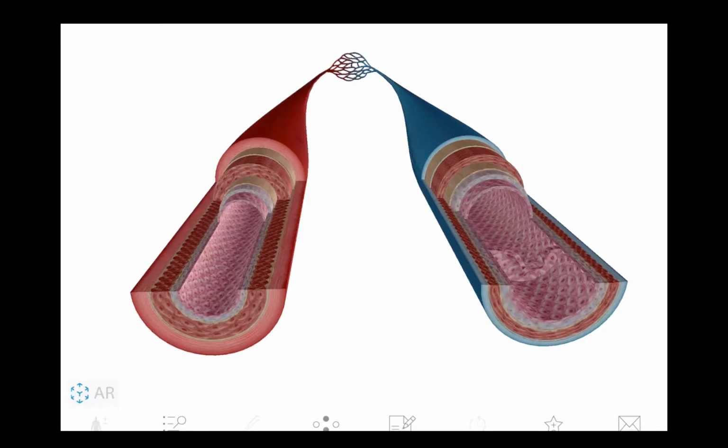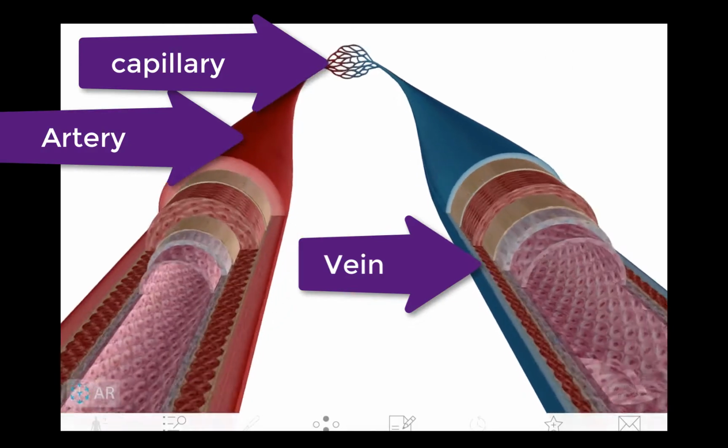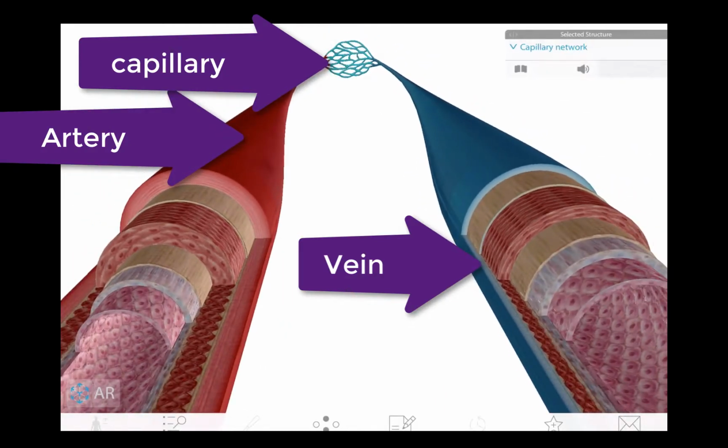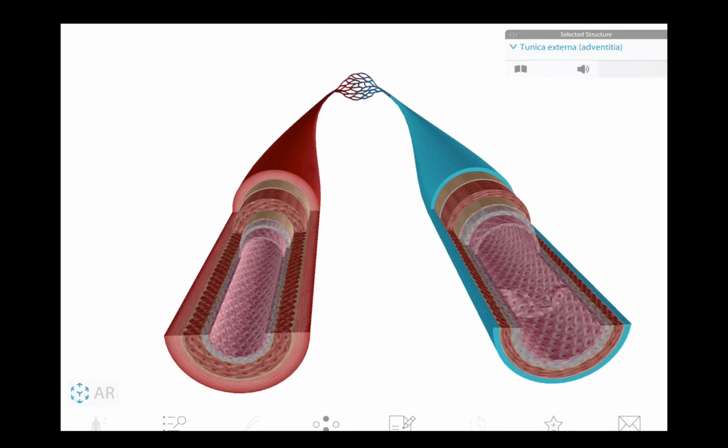If we were to look at a vessel, we would see something like this. Here you've got your artery in red, and then you've got a little capillary bed here, and the capillaries are really, really small. And then you've got a vein. And because of what the different vessels do, they do have some structural differences.